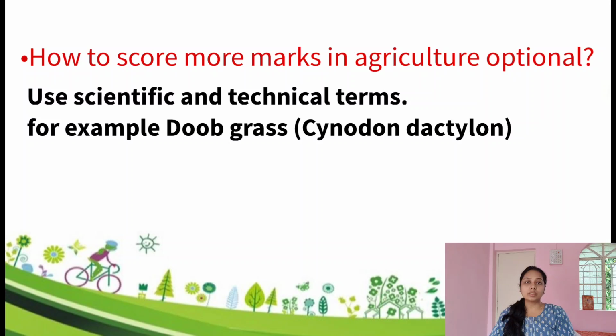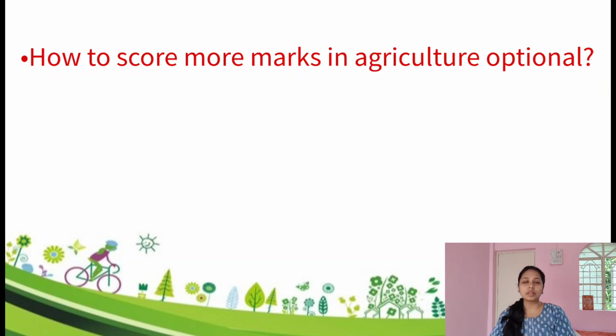Instead of giving examples the usual way, for example a question has been answered fully, and right at the end we have written, for example, doob grass. Instead of just doob grass, write doob grass and also, in brackets, its scientific name, which I think is Cynodon dactylon. So instead of having only normal names, write normal names as well as scientific names, which will fetch you very good marks, because scientific names are really important. Through our whole degree, what was important was scientific names. At the same time, when it comes to pests and diseases, please write the whole nature of the pest or disease, like the scientific name of the pest or the disease.